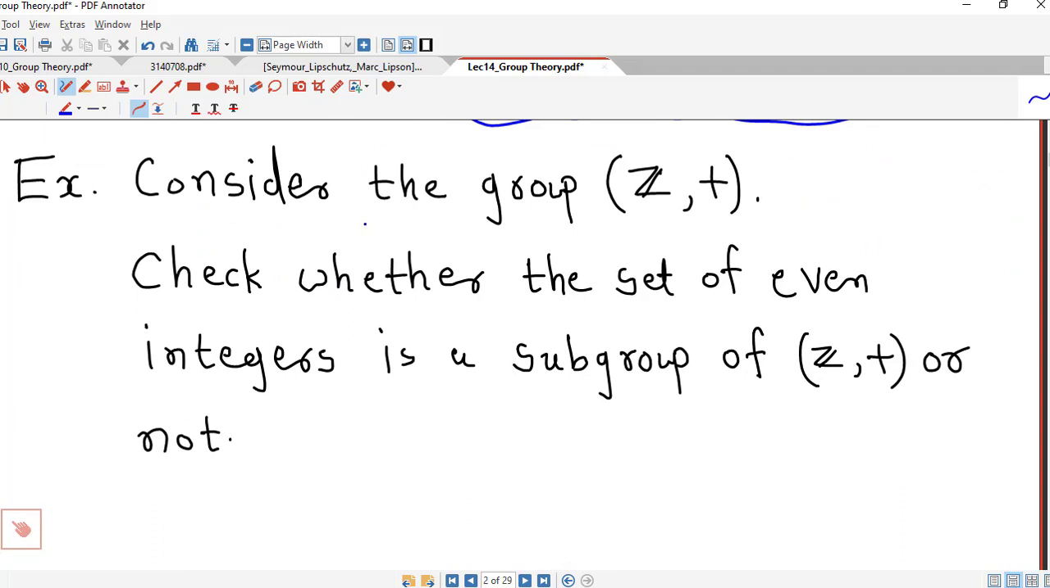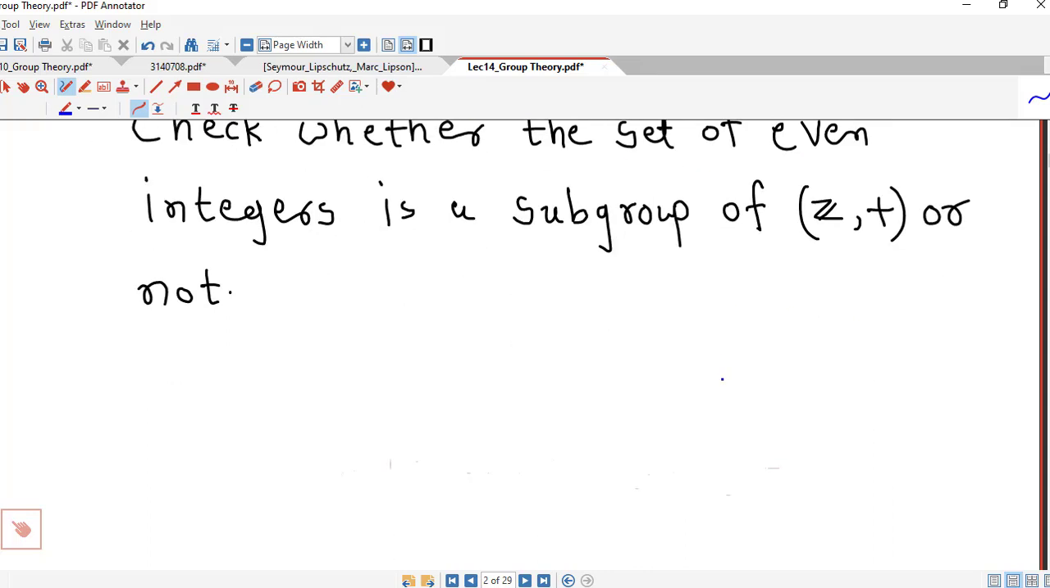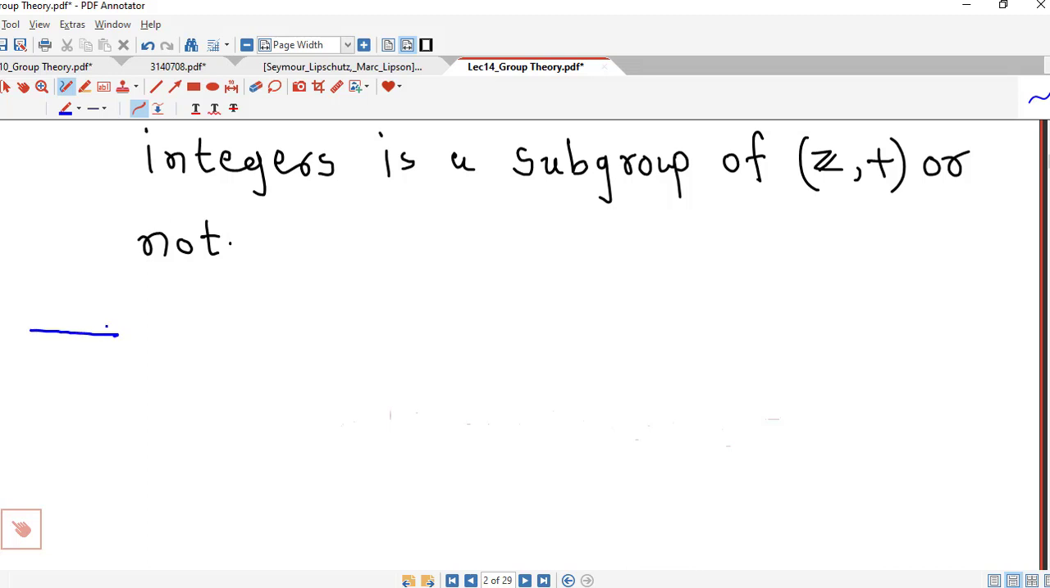So we consider some examples to understand the concept of subgroup. Suppose we consider the group of integers under the operation of addition, where Z is the set of integers, and we are asked to check whether the set of even integers is a subgroup of Z with addition or not. So here the given group is the set of integers under the operation of addition, and the set which we have to check for subgroup is the set of even integers.